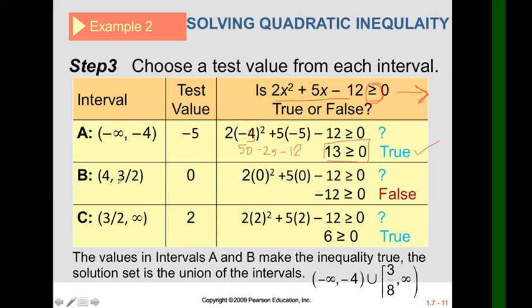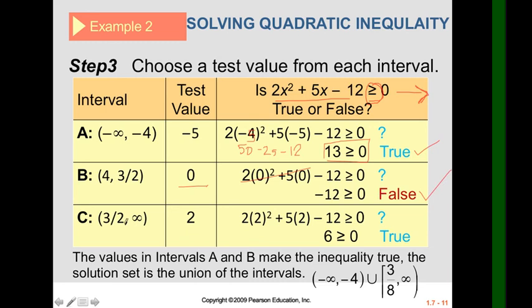Next, negative 4 to 3 over 2. So, hindi tayo pipili ng fraction para hindi na tayo mahirapan. 0 na lang ang gagamitin natin. So we have 2 times 0 squared plus 5 times 0 minus 12. So this will be cancelled. So answer natin is negative 12 greater than or equal to 0. Is that true? Wrong. It's false kasi mas mababa ang negative 12 kaysa kay 0.